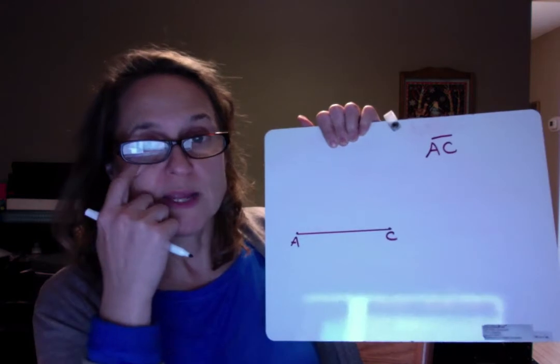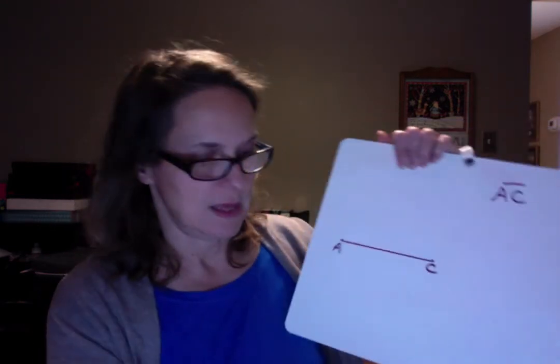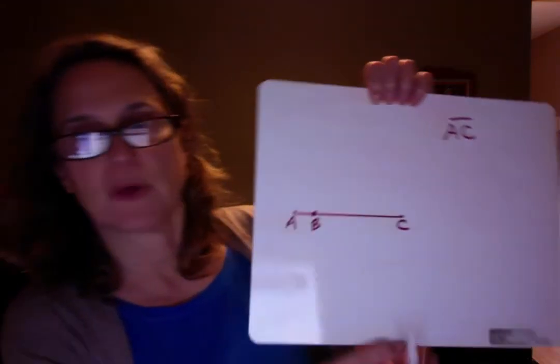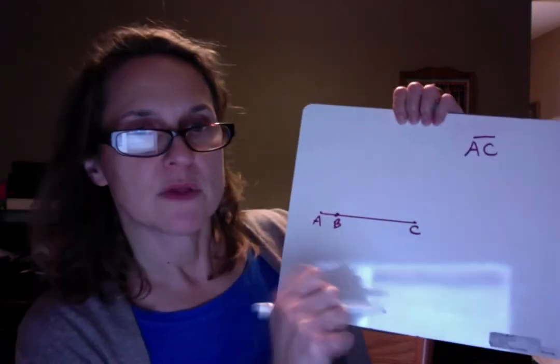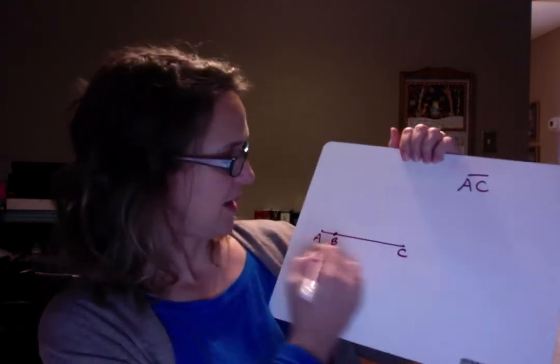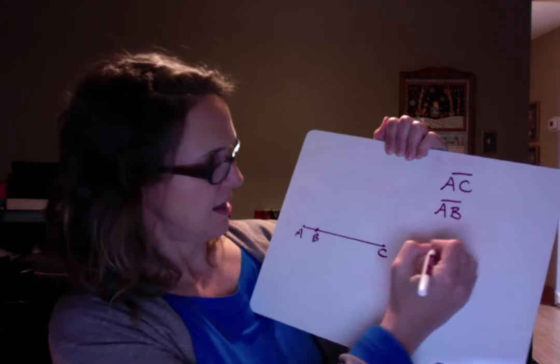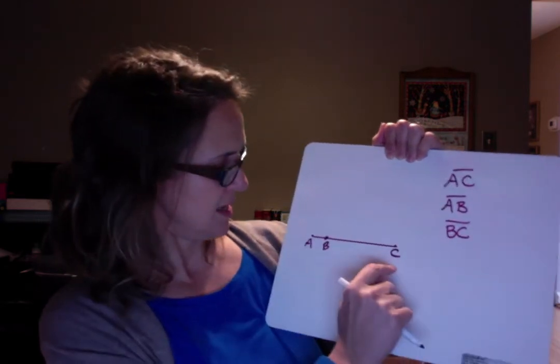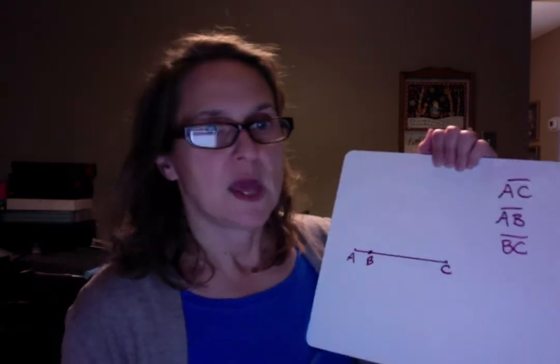Now I want you to put a point 2 centimeters from A and label it B. So put your 0 centimeters at A, and label that point B. Okay, so this is what you should have. Now, write the names of the 3 line segments. So we have AC, we have AB, and we have BC, right? AC, AB, and BC.